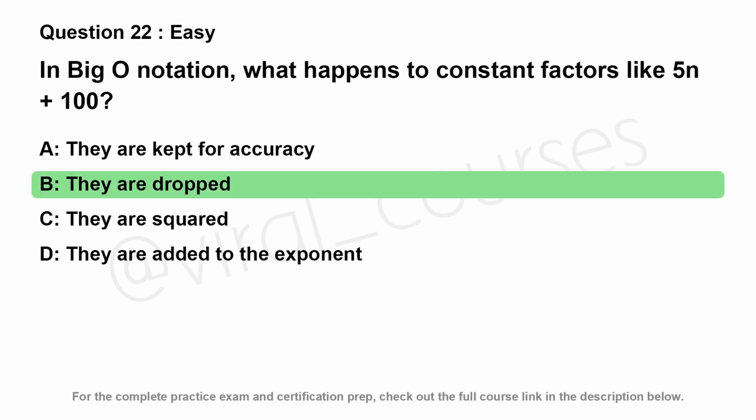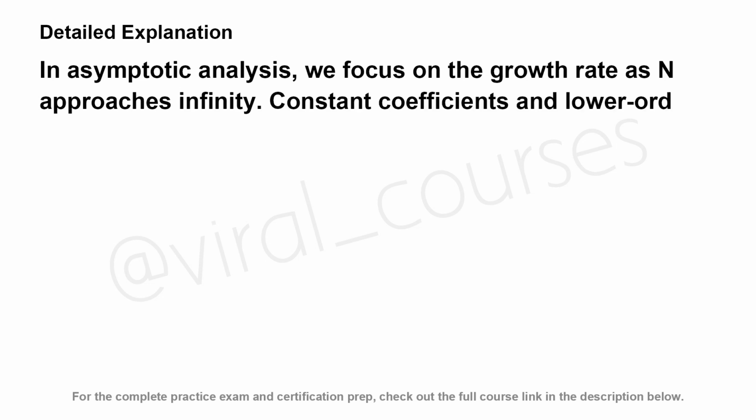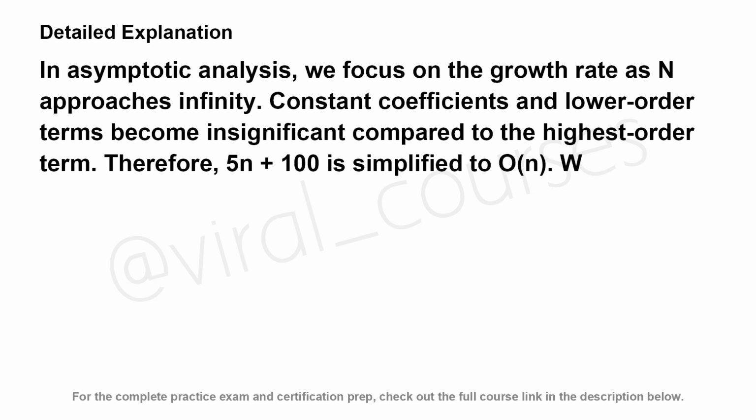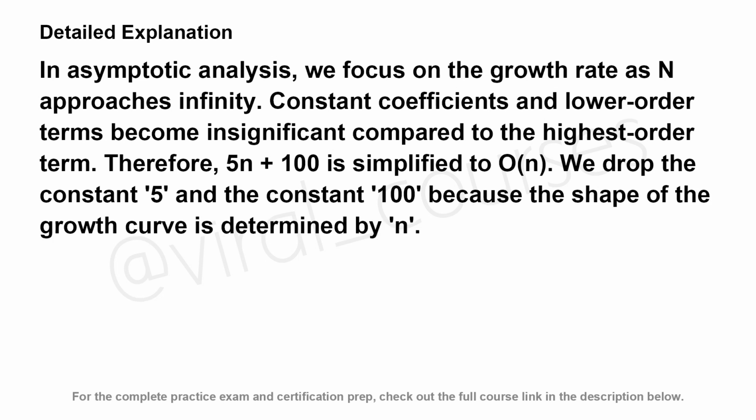The correct answer is B. In asymptotic analysis, we focus on the growth rate as n approaches infinity. Constant coefficients and lower-order terms become insignificant compared to the highest-order term. Therefore, 5n plus 100 is simplified to O(n). We drop the constant 5 and the constant 100 because the shape of the growth curve is determined by n.